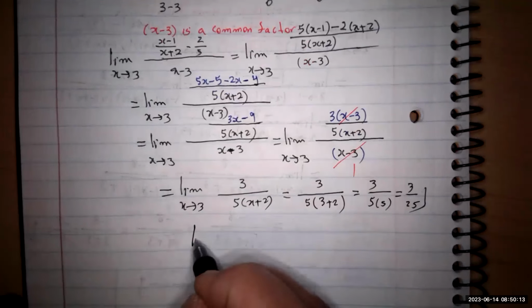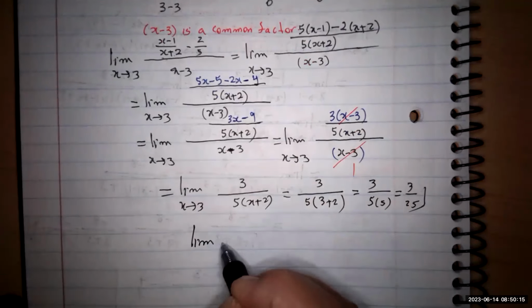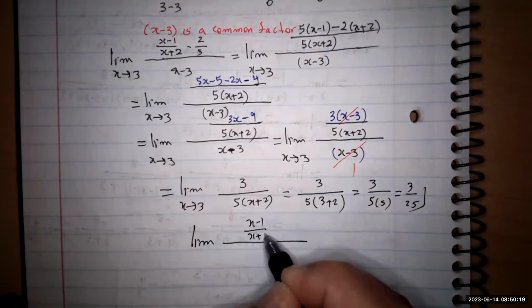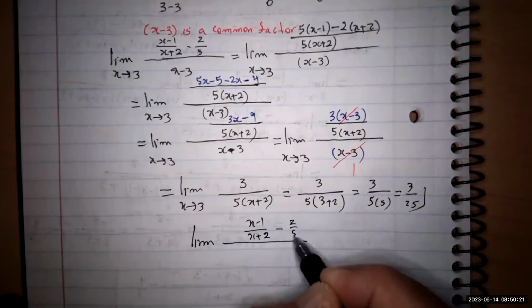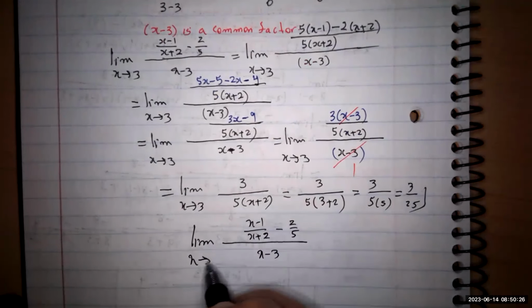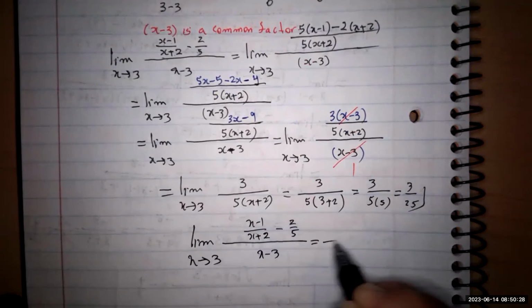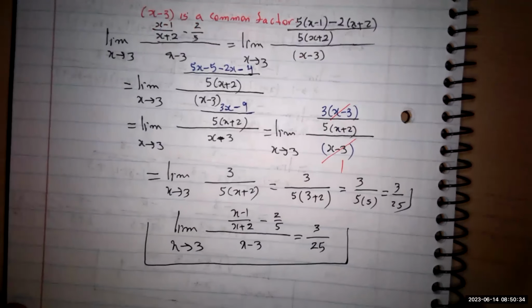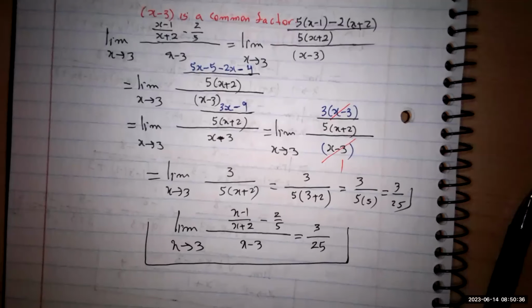Okay, so I repeat it. So the limit of x minus 1 over x plus 2 minus 2/5, you don't have to, but I just repeat it. So my final answer is going to be 3 over 25. That's it. You did a very important result. Okay, in future, we can do this one in shortcut, but not now.